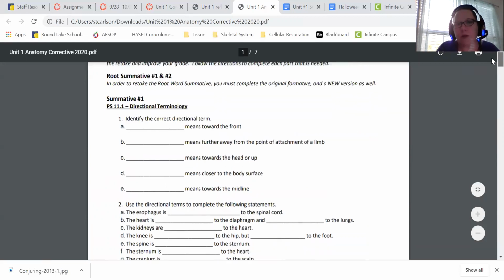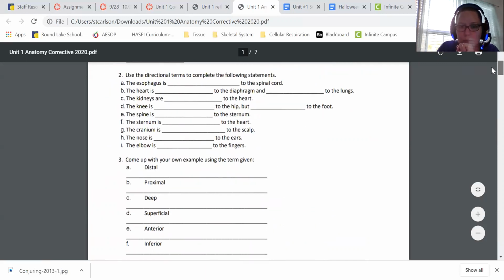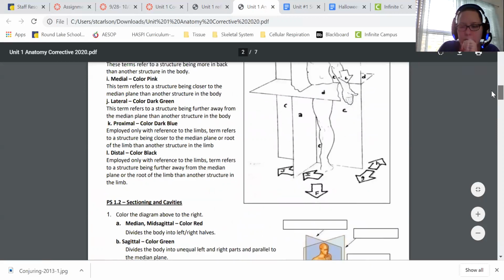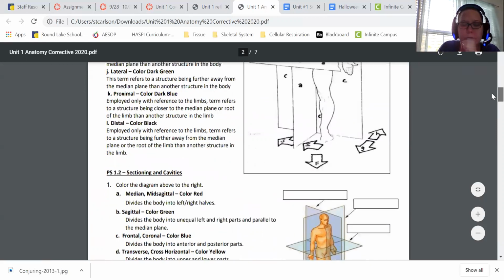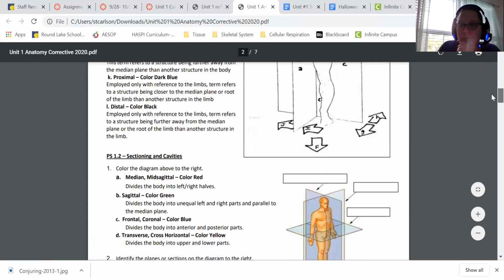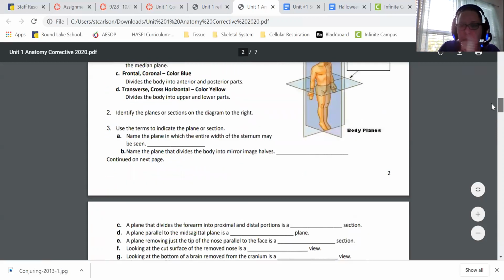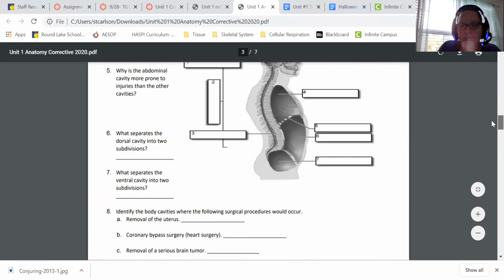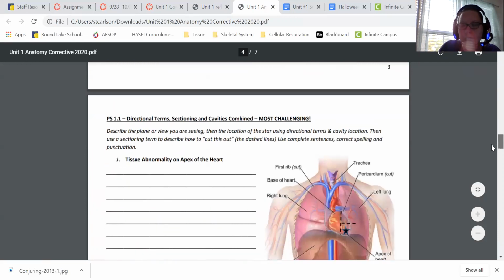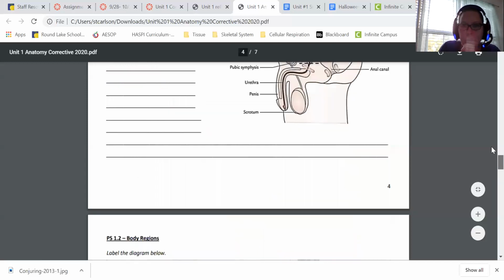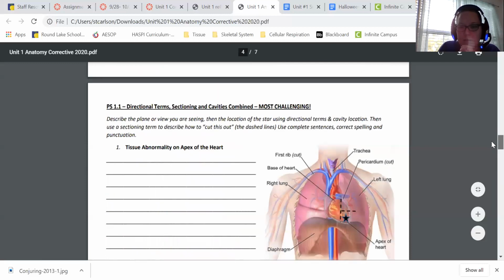So again, this part here says you're going to do 11.1. So 11.1 is on page 1, and then the top of page 2. Okay, coloring that diagram, probably on Notability is probably your easiest way to do that. If you need to do 1.2, you're going to do the sectioning and cavities section. There's more cavities. And then there's another page for 1.2 right here. This is that body region section. So labeling this diagram.